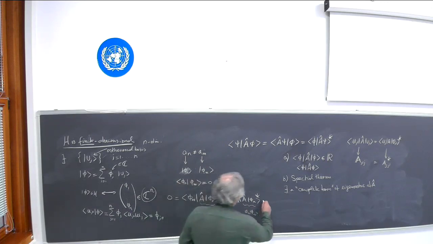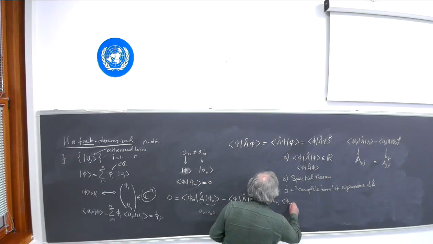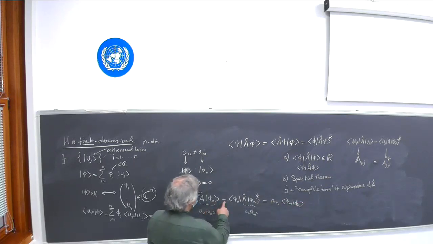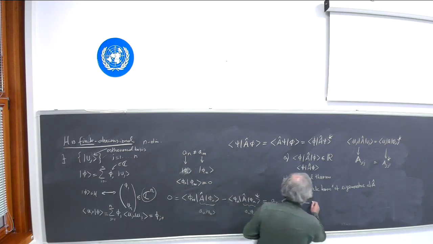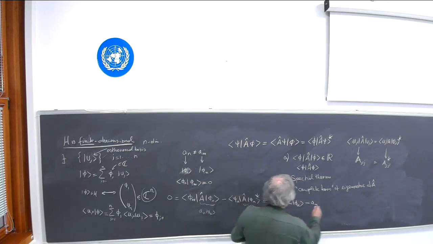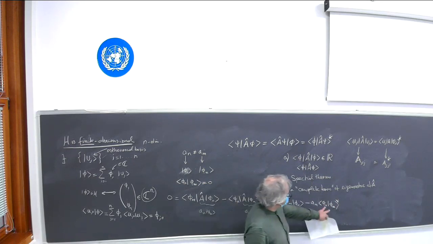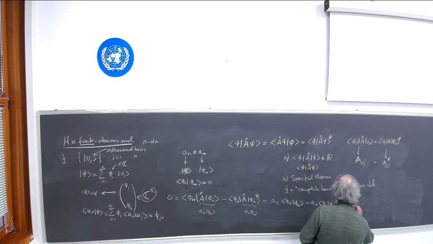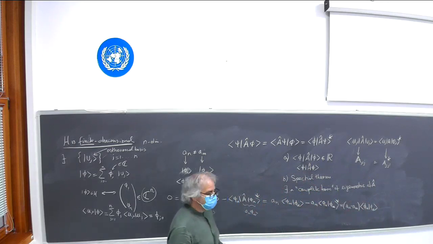So let's carry out the algebra. This is An times Pn, Pm, minus Am star, but Am is real, so Am times the star of Pm, Pn. But what is the star of Pm, Pn? It is Pn, Pm. So these two things are the same. So these two things are An minus Am times a common factor, that is Pn, Pm. Is it clear? And now the conclusion is simple.